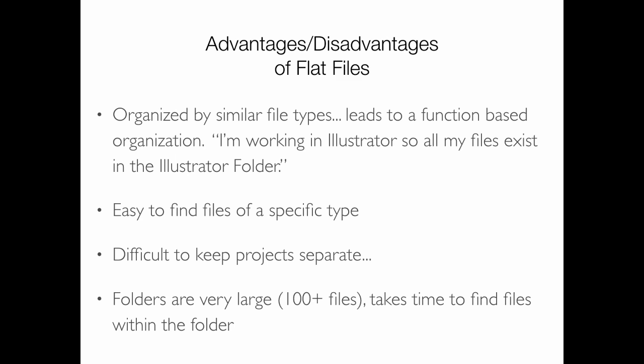It is, of course, easy to find files of a specific type. If you know you're looking for a Word file and all your Word files are in one folder, well, you can find it, certainly. It should be there, right? It's very difficult, however, to keep projects separate. It's difficult to keep, in your academic life, your classes separate. If you're working and you're at school at the same time, it's difficult to keep work and school separate. Everything gets commingled, and that can be problematic, right? It also means that your folders tend to get really large, hundreds and hundreds of documents, harder to find things, takes longer to go through it.